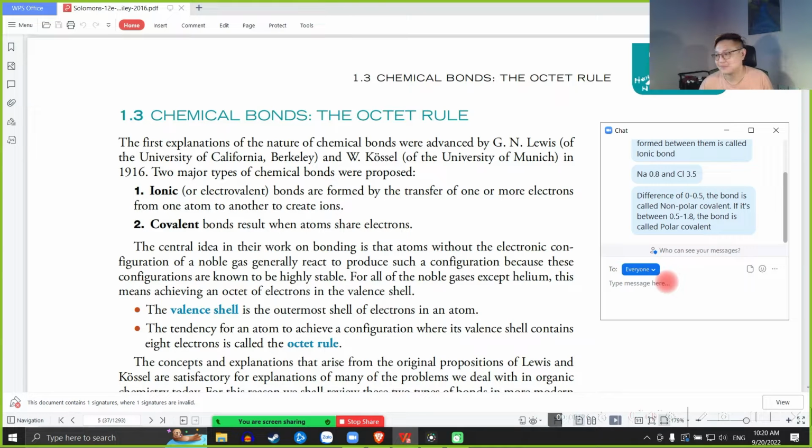Maybe some example? How can you show, you mean for the polar? Just try non-polar covalent first. Like non-polar, which elements form covalent bonds? You know that can form non-polar covalent bond. Okay.